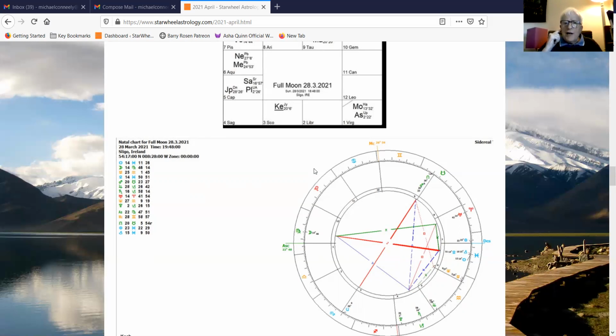Really do take time to benefit from the intuitive connections and the healing connections of the full moon of the 28th of March. And also take a close look at how you're handling, expressing, and understanding your sun, how much you're in touch with the divine sun in your life.